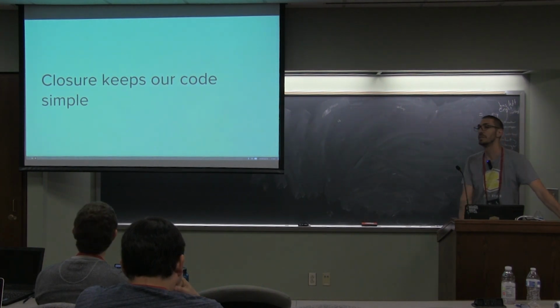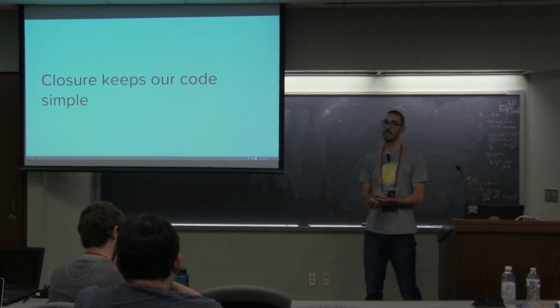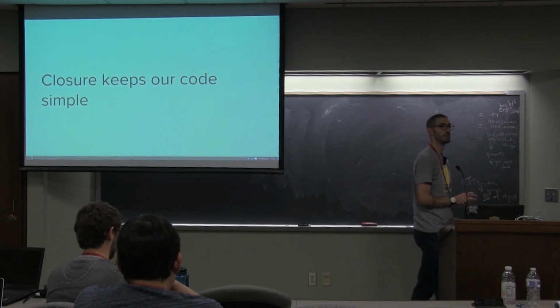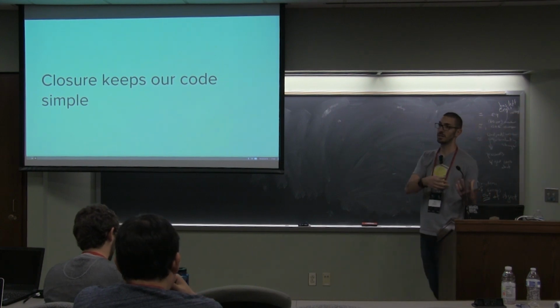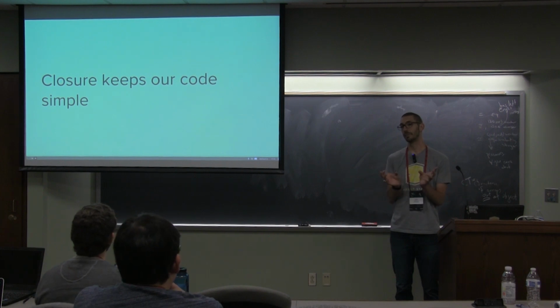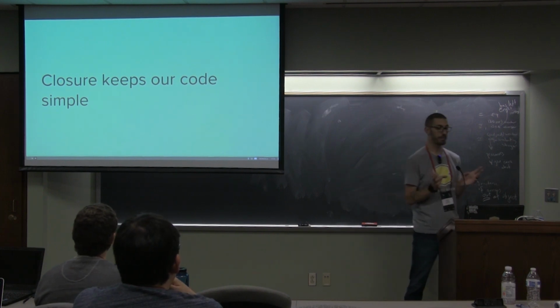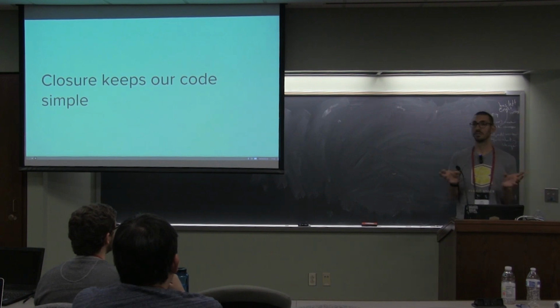But the reason that closure is going to keep our code simple is because, think about this. Is 3 any more complex than 1 or 2? Probably not. Is the string hello world any more complex than the string hello or the string world? So we're combining these things together, and we get a larger description of what we want to do, but the individual parts are no more complex than the whole.